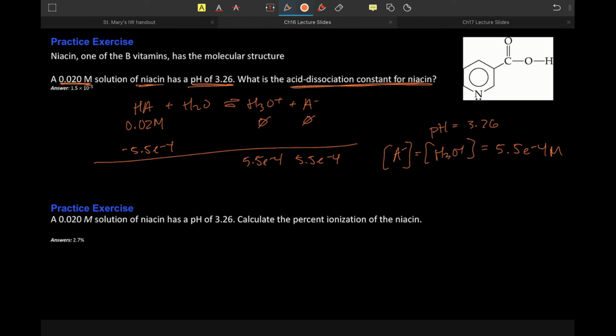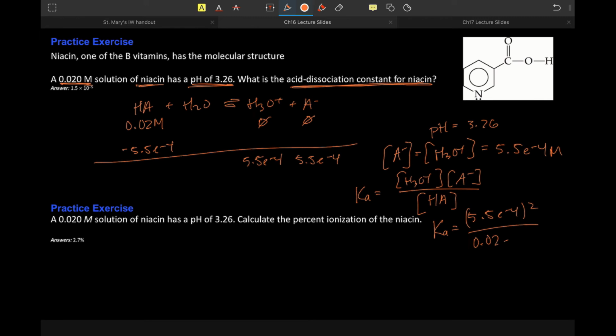So when we are solving, we should have written our K expression. So Ka is equal to H3O plus times A minus over HA, which now is Ka equal to 5.5 E negative 4 squared over 0.02 minus 5.5 E negative 4. Does that make sense? And that's going to give us our Ka value.